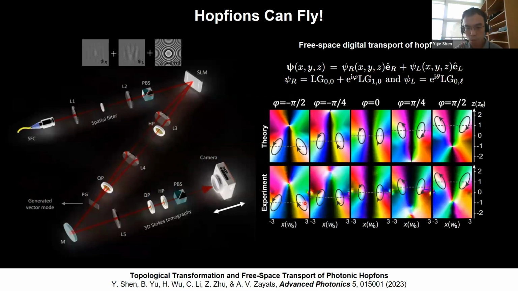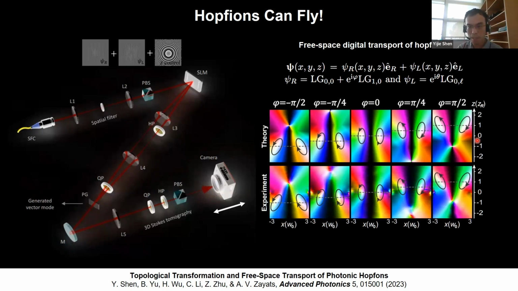Now we can control the free space transport of the 3D hopfion. You can see the vortex ring like hopfion can be transported in free space along the z-axis. And I think this is the first time the 3D topology, the hopfion, previously predicted in solid state physics, can now be transported in free space in light.